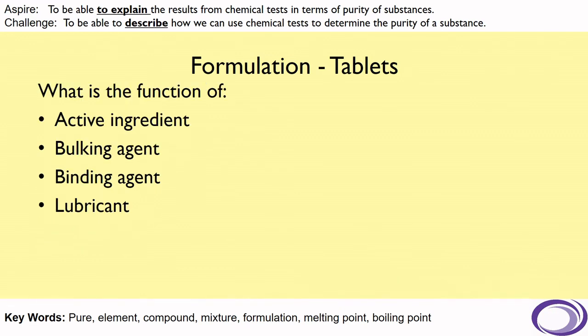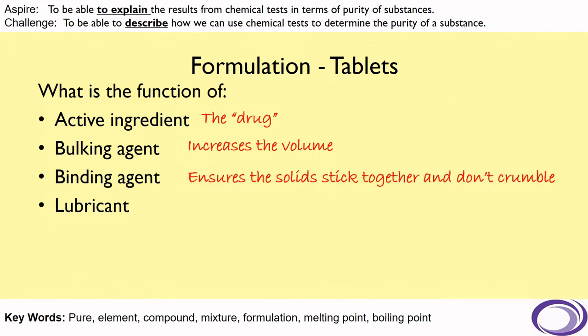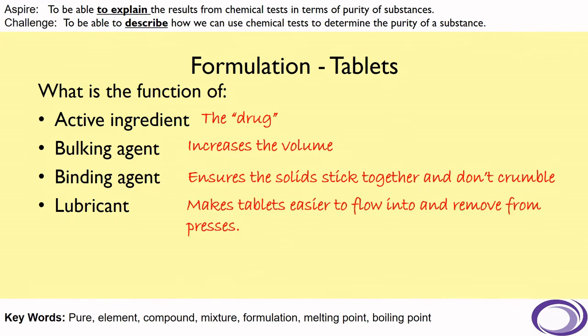So we should have something like, the active ingredient is the drug. If you are taking a paracetamol tablet, the active ingredient will be paracetamol. The bulking agent increases the volume to make the tablets easier to handle. The binding agent ensures the solids stick together and don't crumble. The lubricant makes tablets easier to flow into and remove from presses.